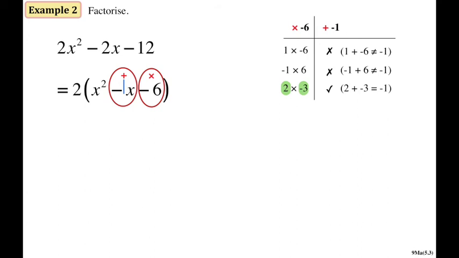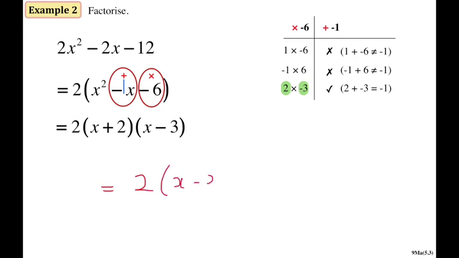2 and -3. Which means that in my brackets, both brackets start with an x, and I get a 2 and a -3. But out front of both brackets, because I took out a common factor of 2, I'll need to make sure I keep that 2 out the front, and there are my 2 brackets. Now, the answer could also have been written like this: 2, x take 3, x plus 2, it wouldn't matter. So either of those are fine.